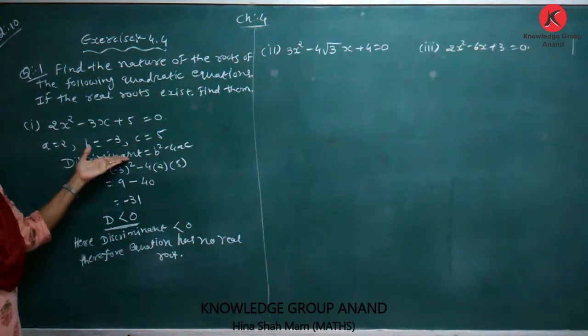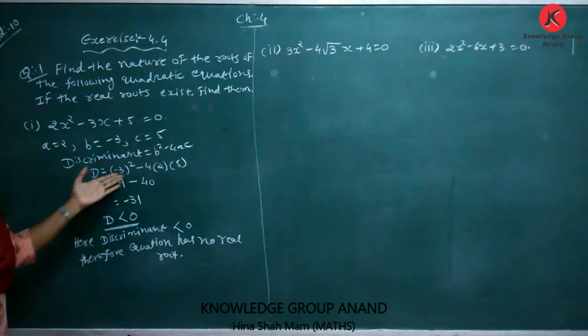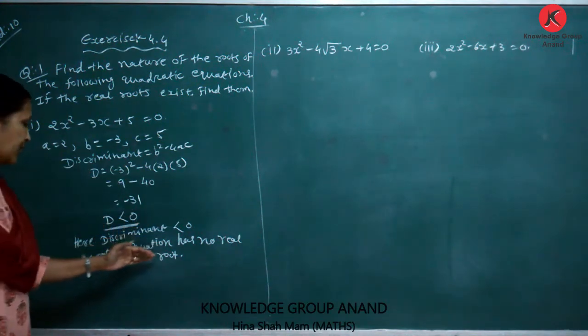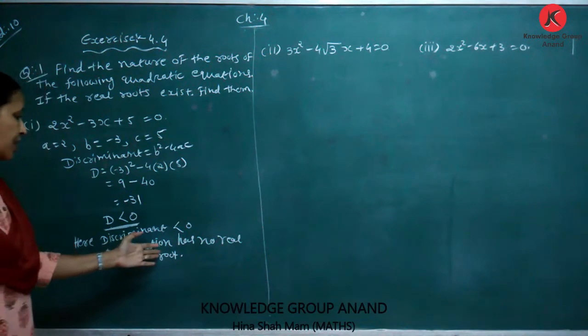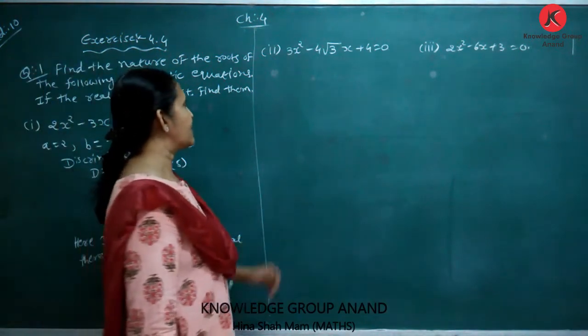In the first equation, we find the discriminant is less than 0. Therefore, we say that the equation has no real roots, or the roots do not exist.